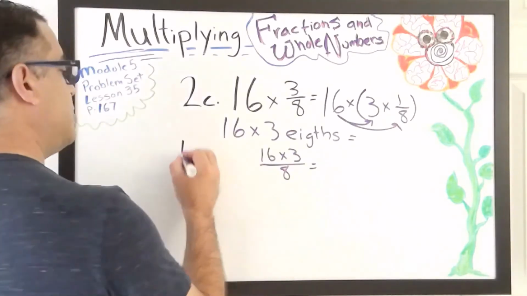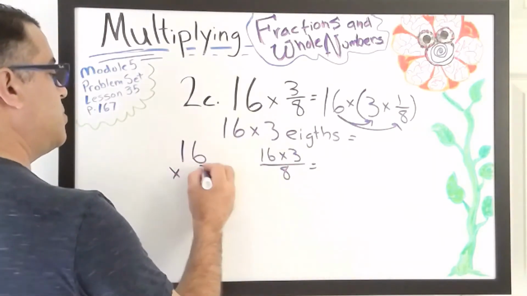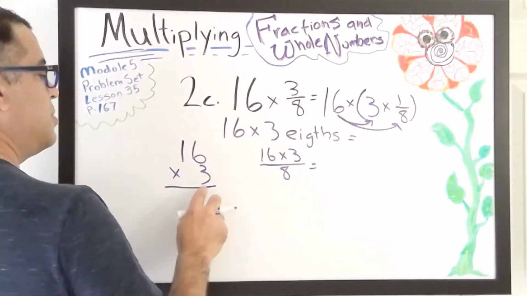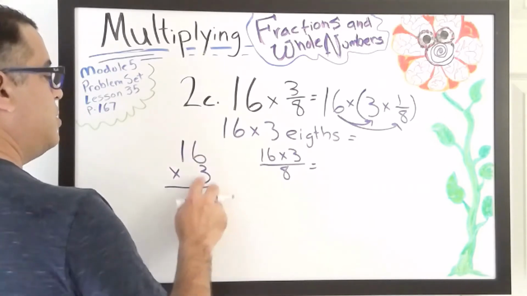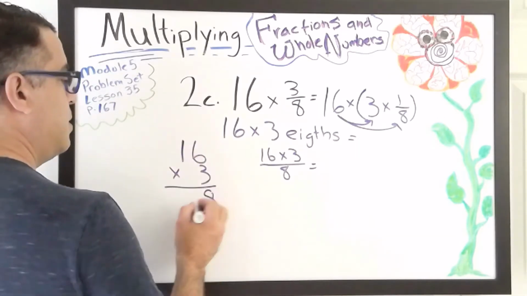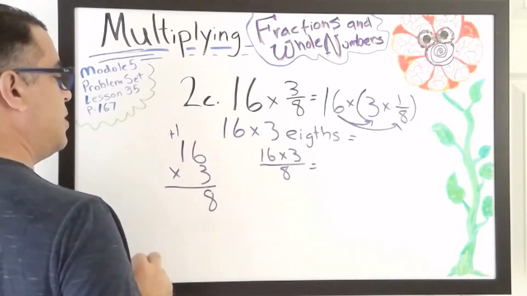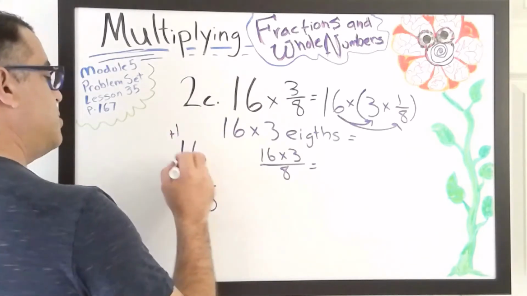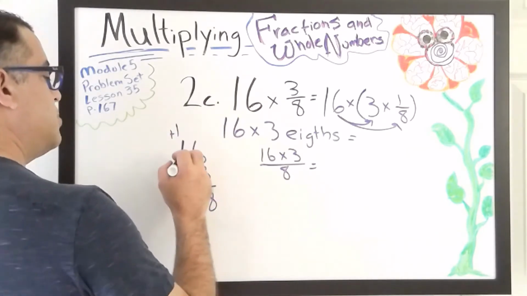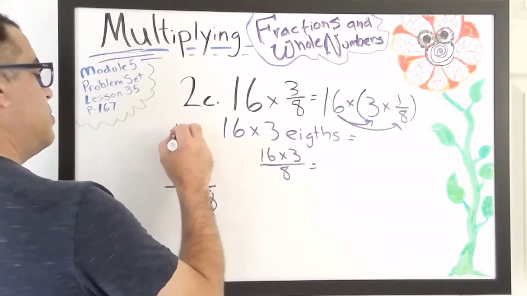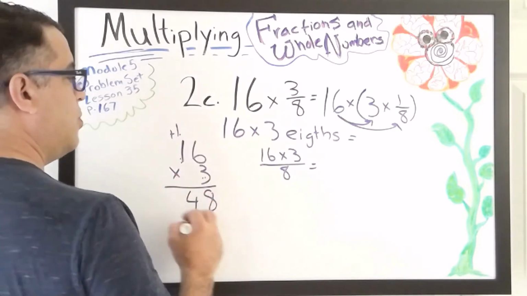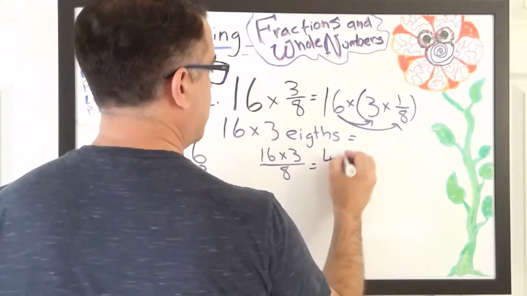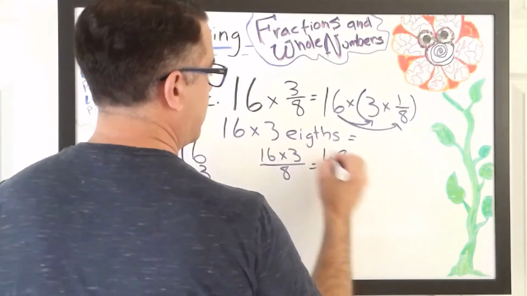You need to practice your 2-digit times 1-digit multiplication. What are the steps? 1s times 1s. 3 times 6 is 18. Regroup the 1 in the tens place. Then we multiply 1s times 10s. 3 times 1 is 3, plus 1 is 4. I get 48/8. 48/8 is very simple.